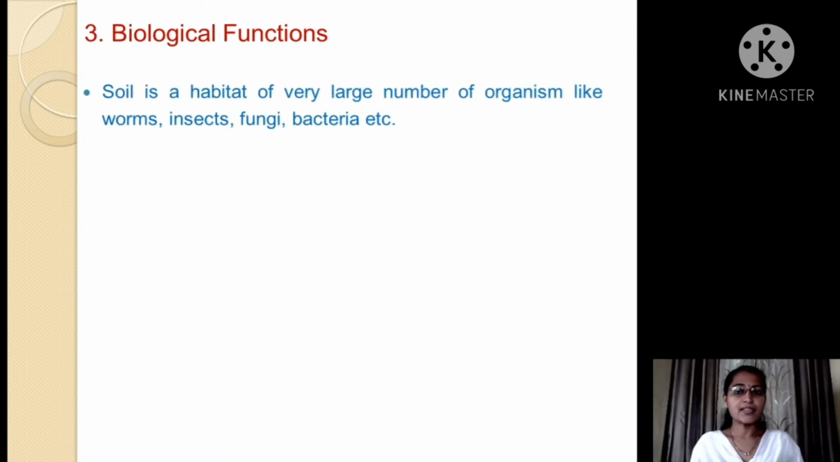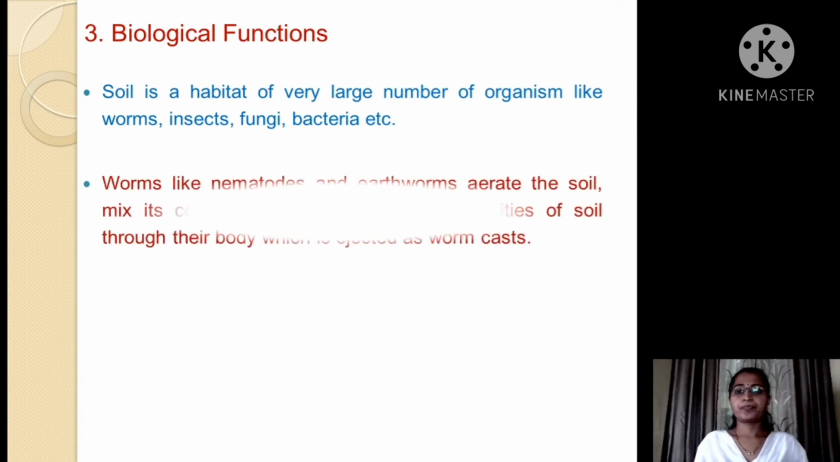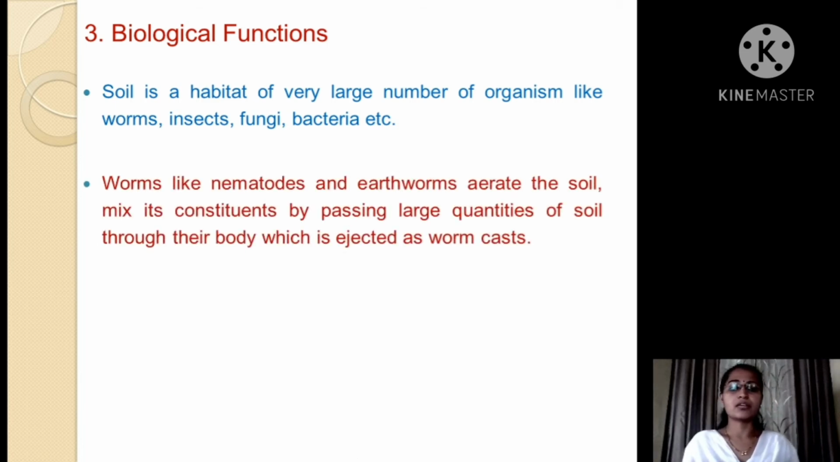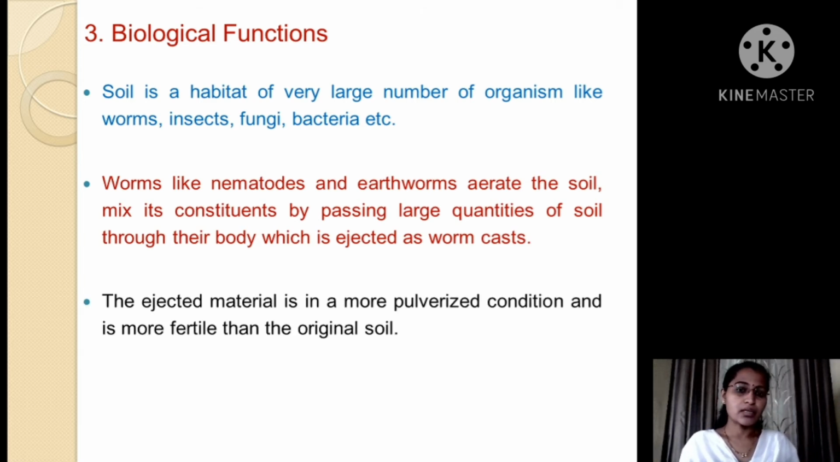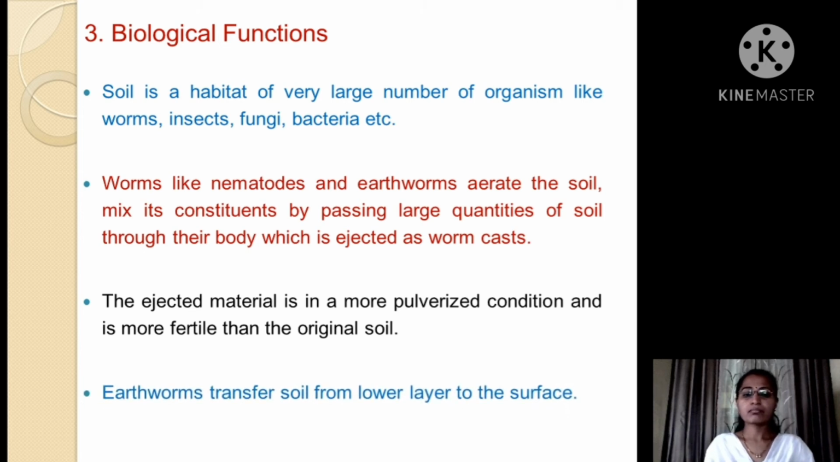We know soil is a habitat of a very large number of organisms like worms, insects, fungi, bacteria, etc. Worms like nematodes and earthworms aerate the soil, mix its constituents by passing large quantities of soil through their body, which is ejected as worm cast. The ejected material is in a more pulverized condition and is more fertile than the original soil. Earthworms transfer soil from the lower layer to the surface layer.